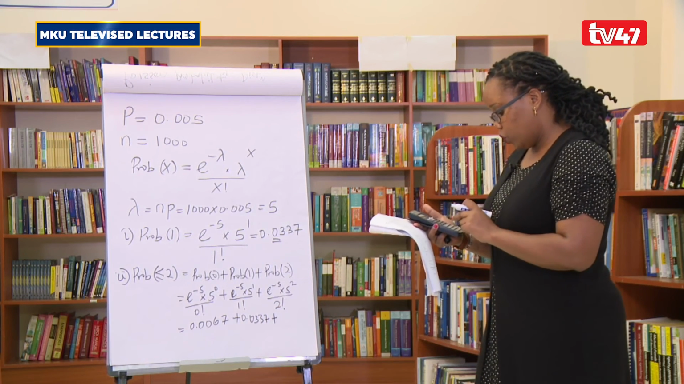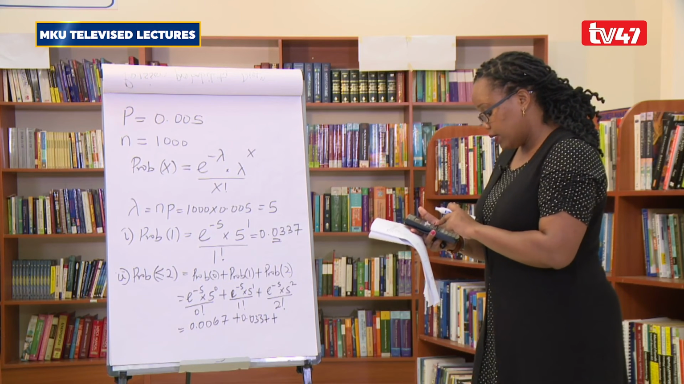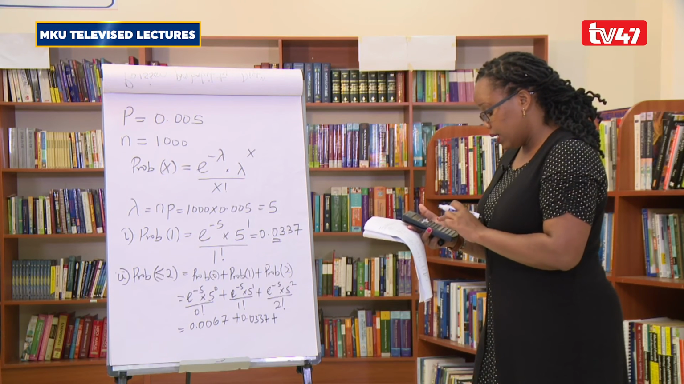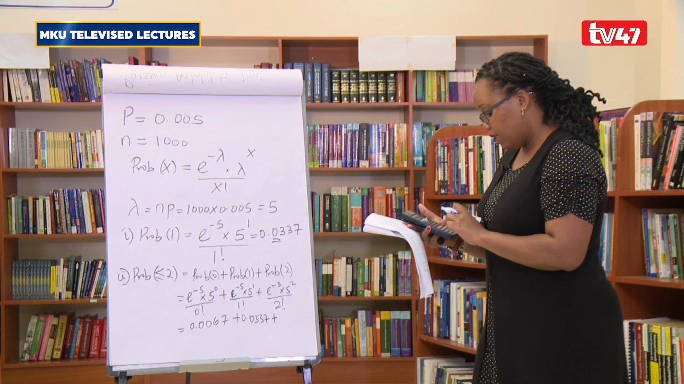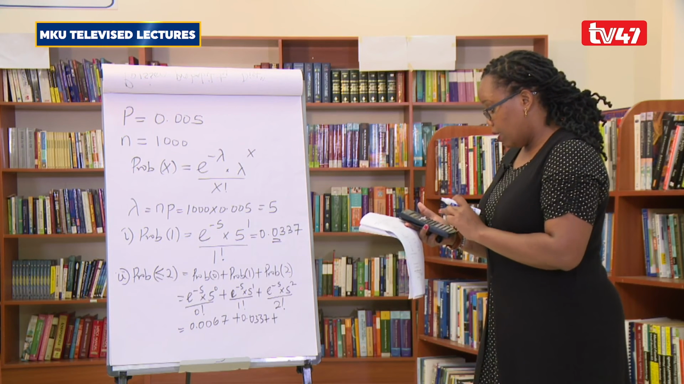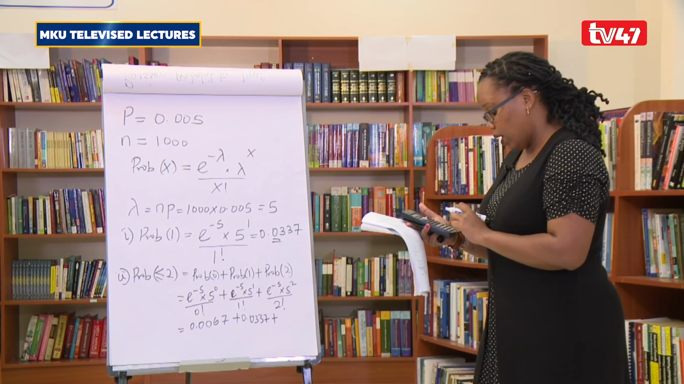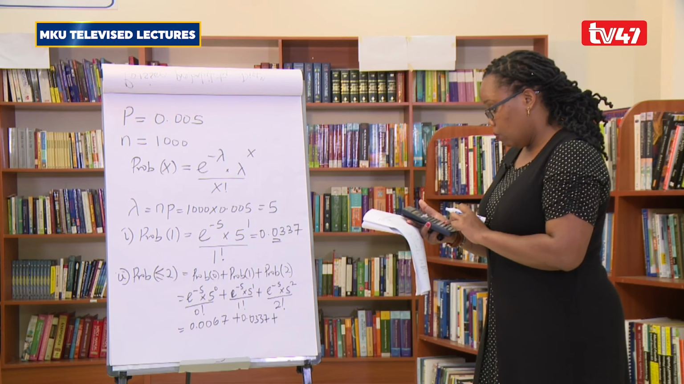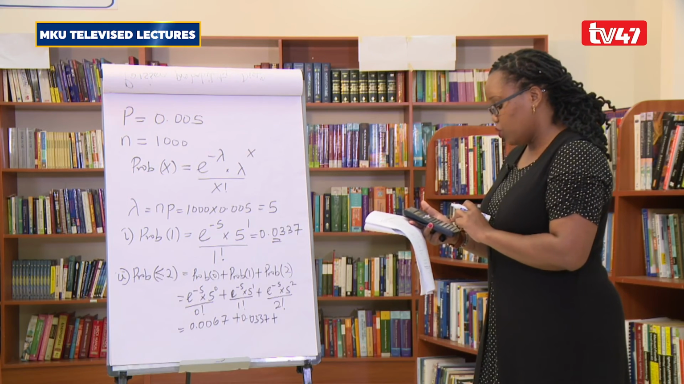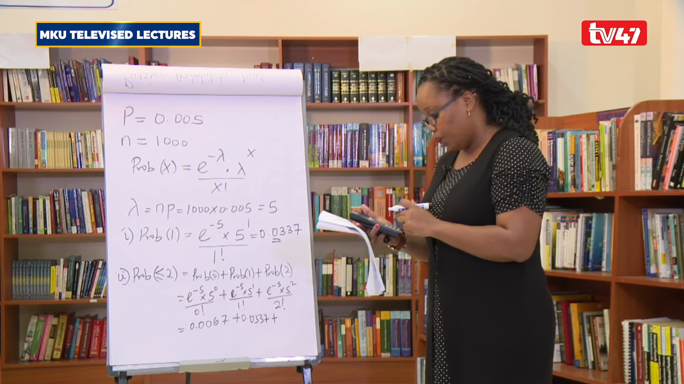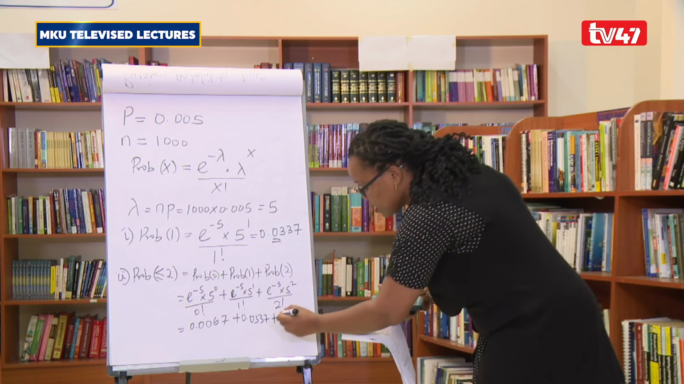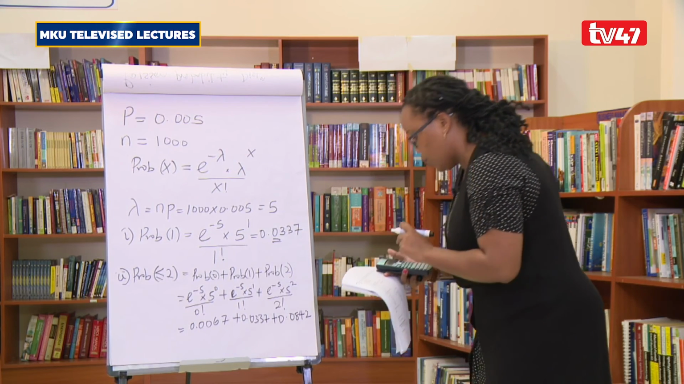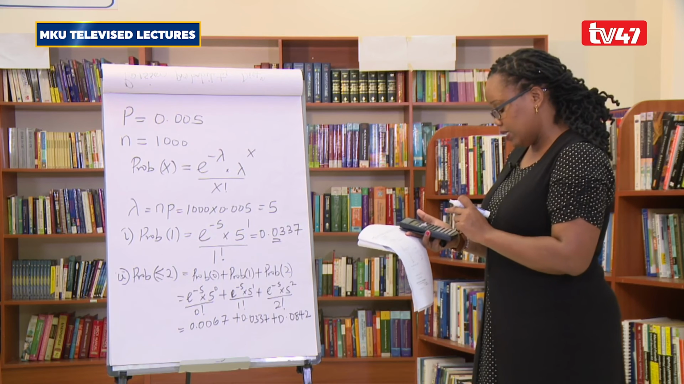so we calculate probability of 2 defective, so exponent negative 5 multiplied by 5 raised to power 2, which is 5 squared. 5 squared, of course, we know is 25. Okay. Divided by 2 factorial. 2 factorial is 1 times 2, which is 2. Okay. So which gives us 0.0842. So we can add the rest and see.